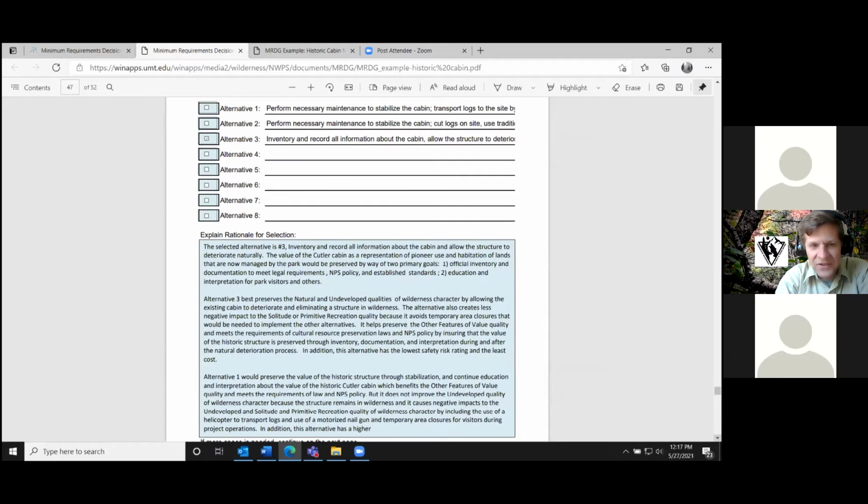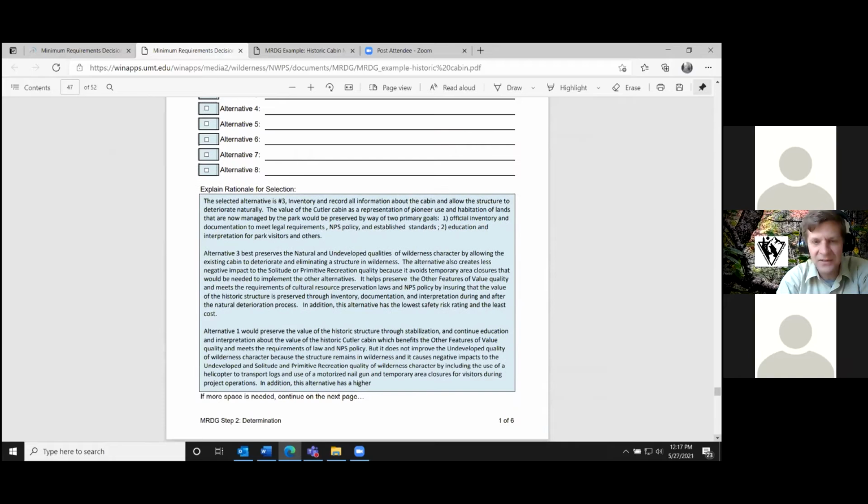Explanation and rationale for selection. So they selected a given alternative, but then they also talk about the other alternatives. And this is where, whichever selection you make, you need to make that justification for why it does the best job of protecting overall wilderness character. Your rationale for making your decision.